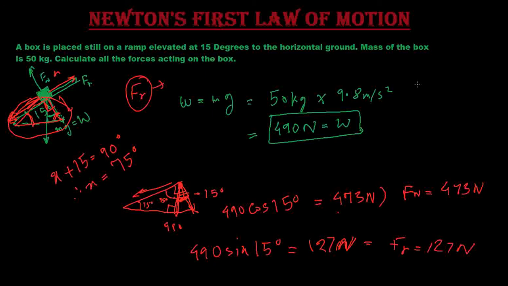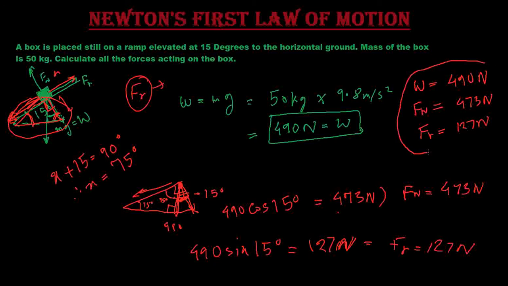To sum it up, we can write W equals 490 newtons, Fn, the normal force, equals 473 newtons, and the friction force up the slope equals 127 newtons. So these are all the forces acting upon the body right now.